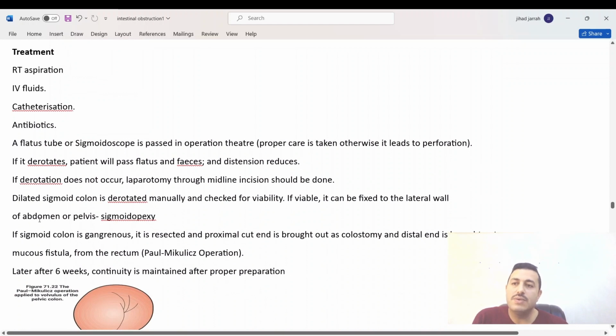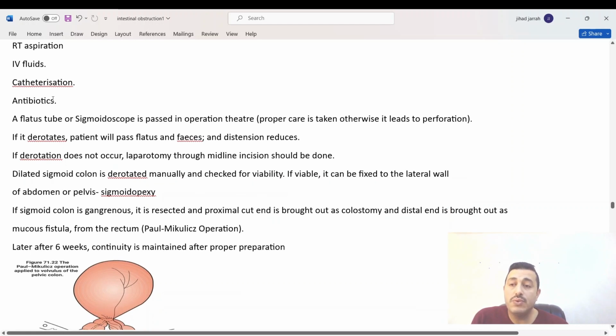The treatment, as we said initially, we start with NG tube and IV fluid, urine output measurement. We can add antibiotics. An important rule here: the rectal tube or colonic tube should be inserted if we reach successful detorsion. So we can use a sigmoidoscope or proctoscope, depending on the site of obstruction, to relieve this volvulus.